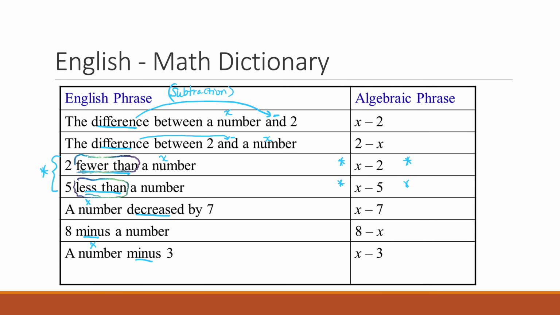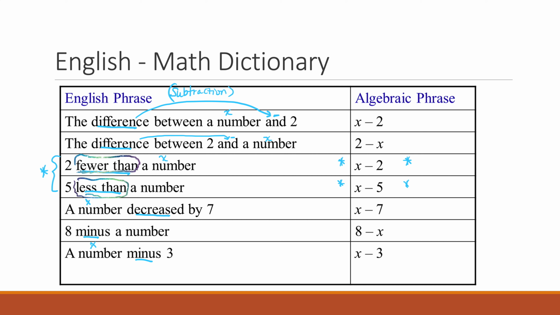Now here are some examples for subtraction. The difference between a number and 2. Difference means to subtract, so it's x minus 2. You're starting with the number. The difference between 2 and the number, this is very important. This time you're starting with the 2, so you get 2 minus x.